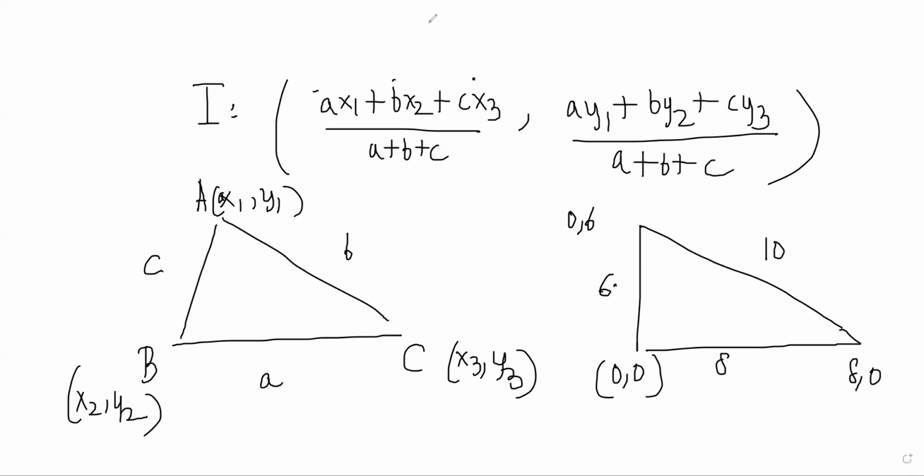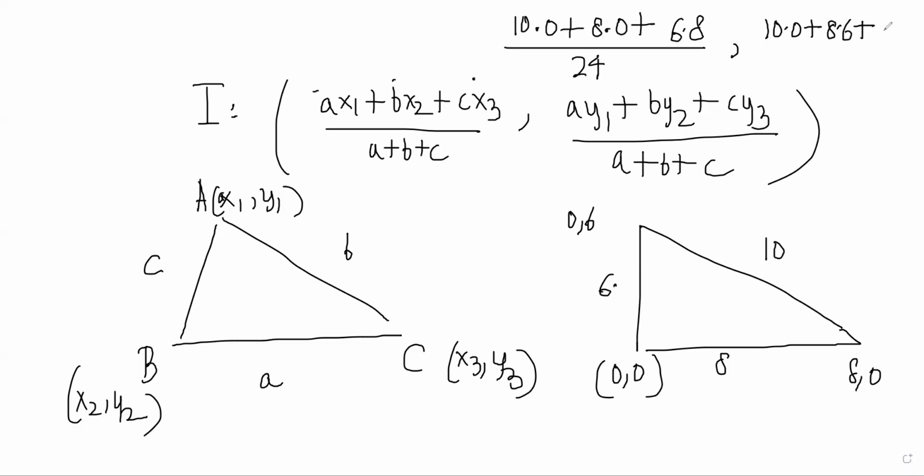And you can say (10 into 0 plus 8 into 0 plus 6 into 8) by (10 plus 8 plus 6), which is 24, comma, (10 into 0 plus, now I'm doing the y coordinates, 8 into 6 plus 6 into 0) by 24. Notice that this is becoming 48 by 24, 2, comma, this is becoming also 48 by 24, 2. (2, 2) comes as your incenter.